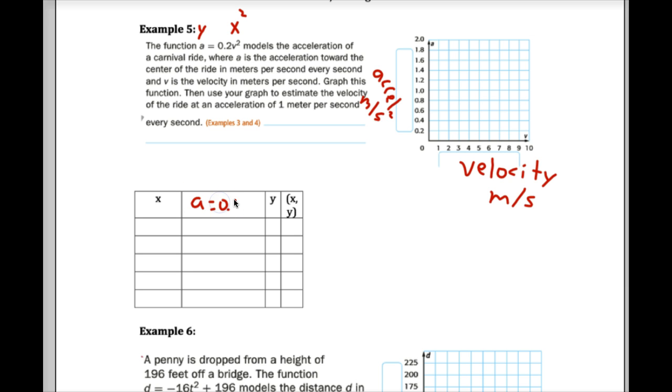So here we go. a equals 0.2 v squared. And remember, x is v, and y is a. So I'm going to label my columns v and a as well. Remember, x or v is our input, and y is our output. Best one to choose right off the bat: 0. Always choose 0. Let's put 0 in for v. a equals 0.2 times 0 squared. I don't think you need a calculator on this one. 0. Yay. It goes through the origin.